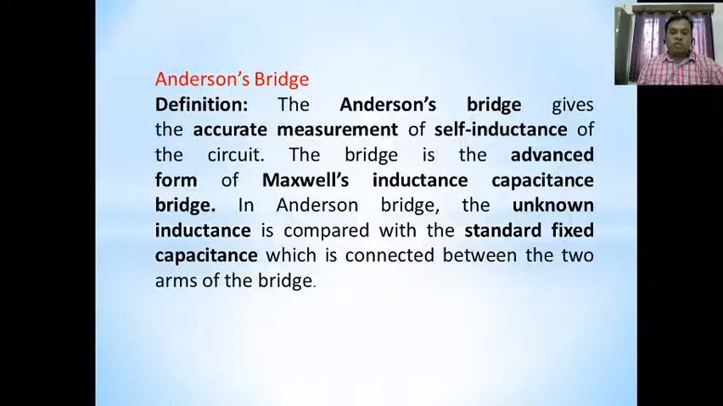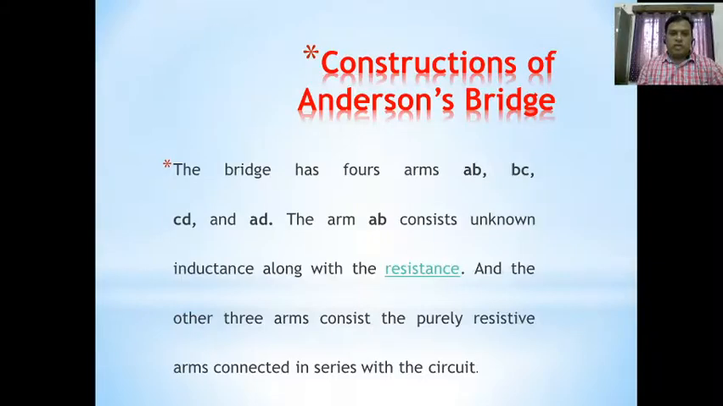The standard fixed capacitance is being used for finding out the unknown inductance, and it is connected between two arms of the bridge. So we have two arms of the bridge here. In these two arms, one standard capacitance is fixed, and by seeing that capacitance we are able to find out the unknown inductance. So we will see what the requirements of the construction of Anderson's bridge are.